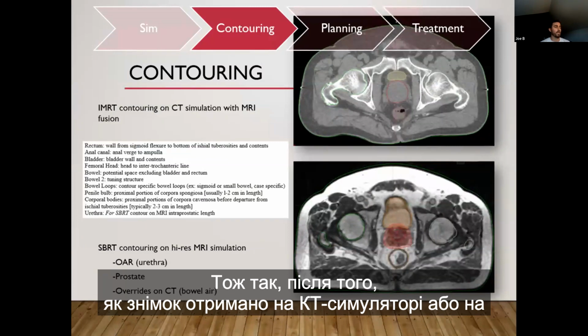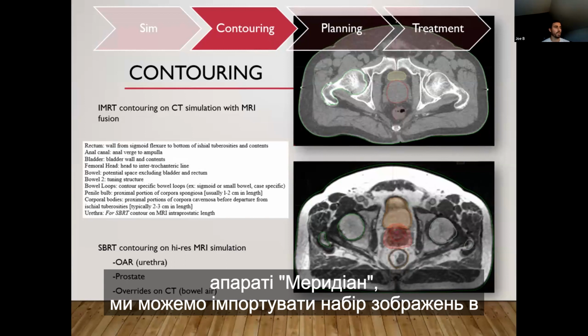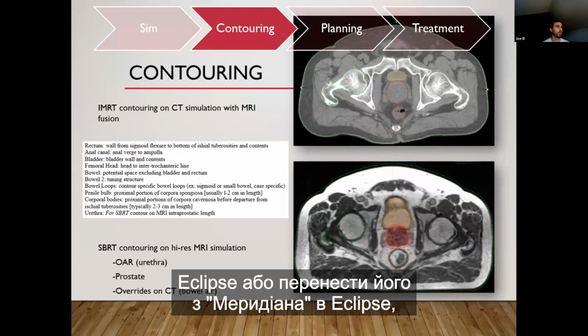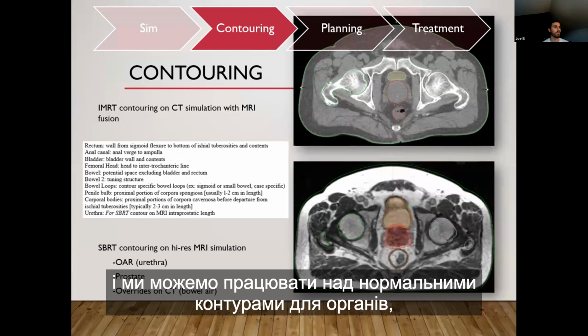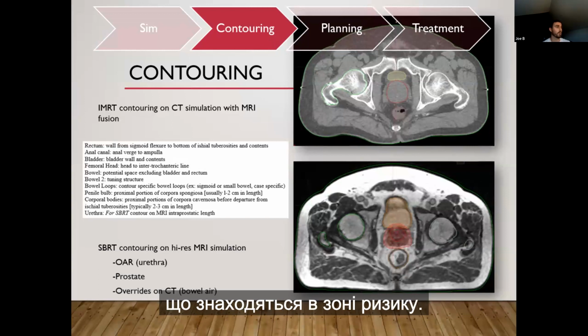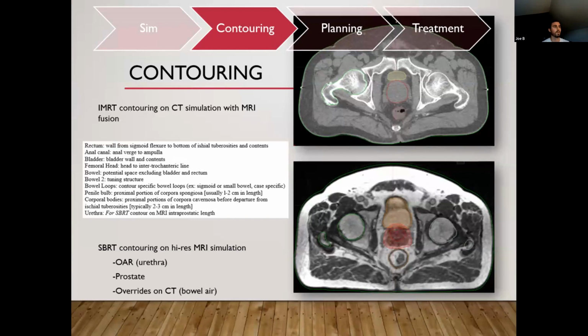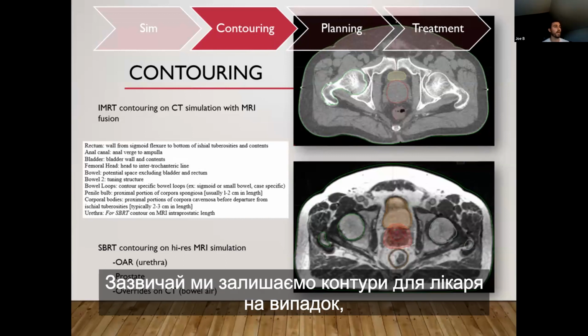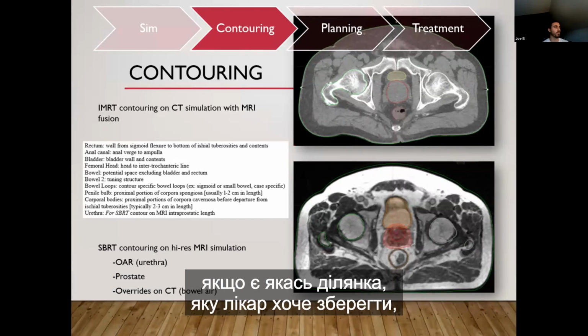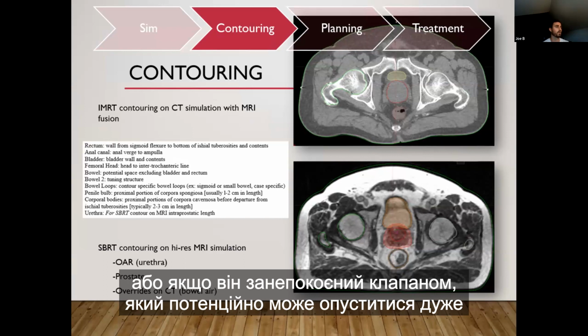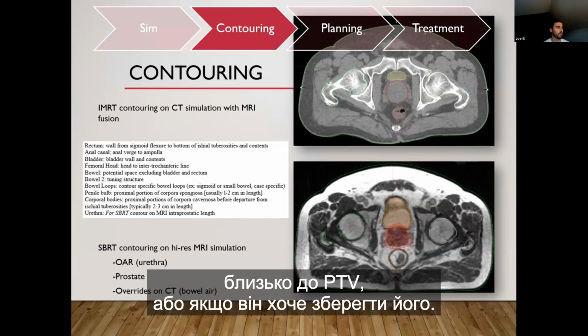So yeah, once that scan is captured, either on the CT simulator or the Meridian machine, we can import the image set into Eclipse, or push it from Meridian to Eclipse, and we can work on some normal contours for organs at risk. Recently, we've had Limbus, which helps us auto-generate contours, and that saves us a lot of time for cases like this. Contouring, anything from rectum, bladder, femoral heads, bowel loops. Usually we'll leave those for the physician to contour in case there's an area that the physician is looking to spare or is concerned about bowel that's potentially dropping in pretty close to the PTV.